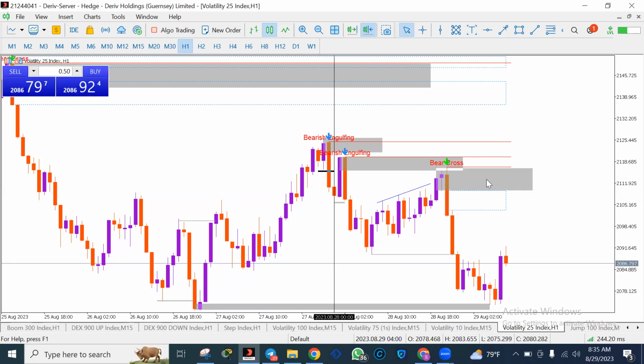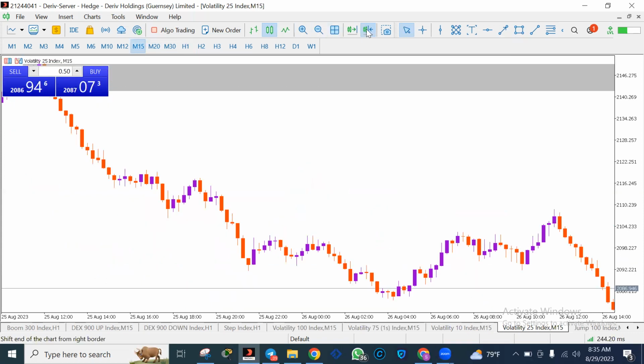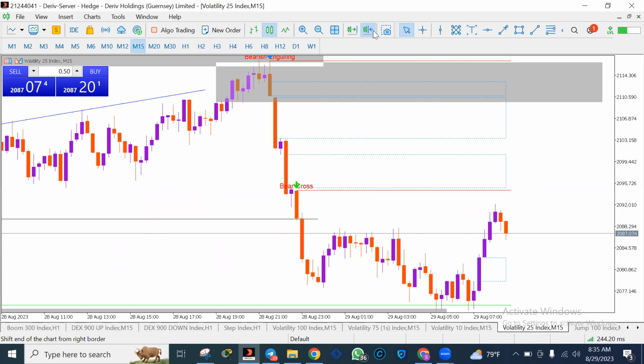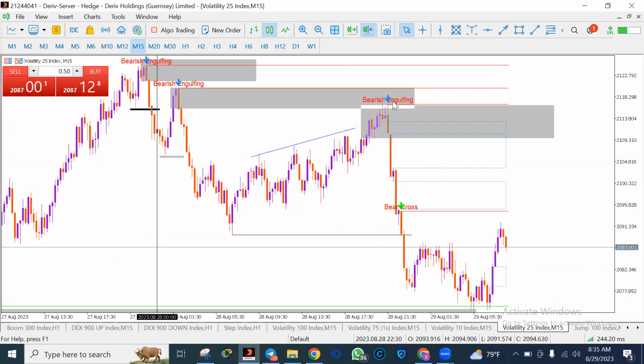Now I need to go to 1 hour, 15 minutes to be sure there is a break of structure and to be sure I have that same candle pattern there. Now look at this, perfect. Do we have a break of structure? Of course, yes, we have this trend line break of structure, which is good for us.